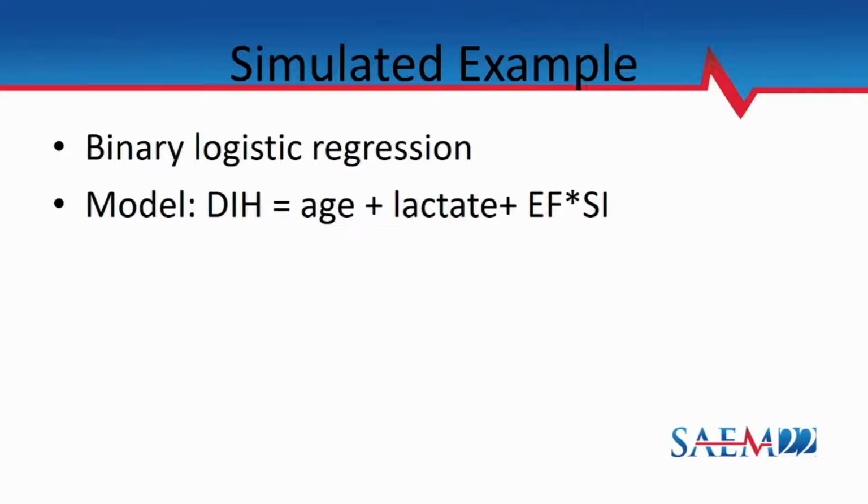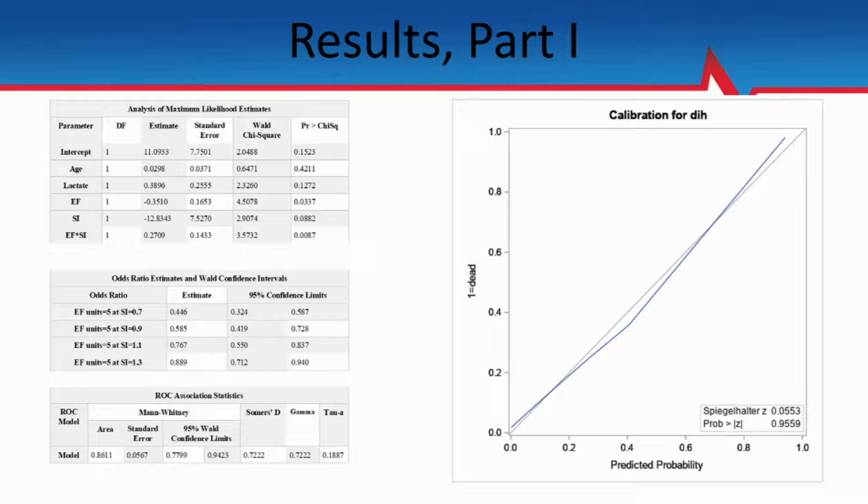This is our model here. Our predictor of interest, like I said, was LVEF, but we're modeling it here with an interaction with shock index. So what we're trying to see is, does the effect of EF on the odds of death vary by levels of the shock index? So we enter all our data and we run an analysis.